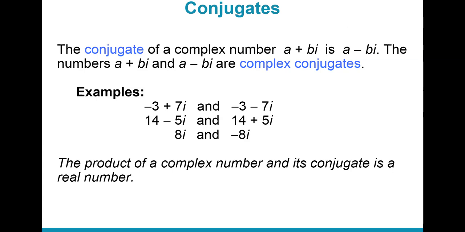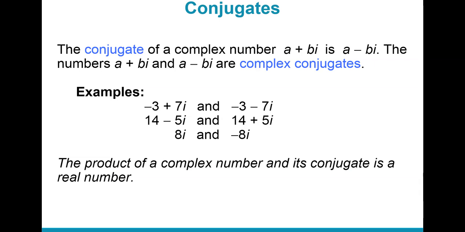And we can multiply these together, and it's interesting what occurs. So let's say, what was that example again? Negative 3 plus 7i. So let's say we're going to multiply negative 3 plus 7i by its conjugate, negative 3 minus 7i.